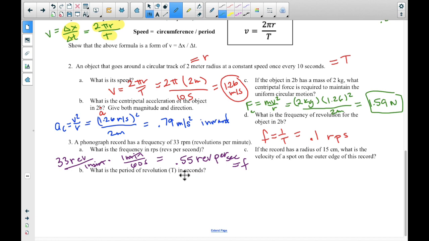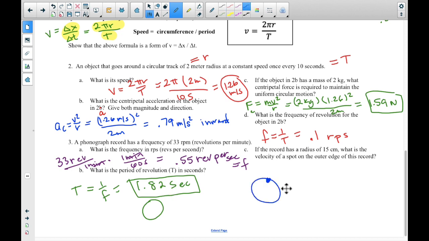The next question is, what is the period? Well, the period is 1 over the frequency. So that number that I got, 0.55 on my calculator, I can just hit the x to the negative 1 button, and it tells me that the period is 1.818 repeating seconds. So what that means is it takes almost 2 seconds for it to make a trip around the entire thing.